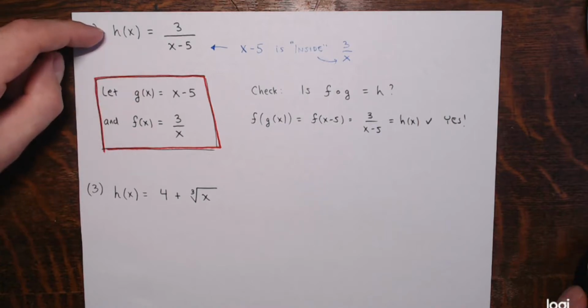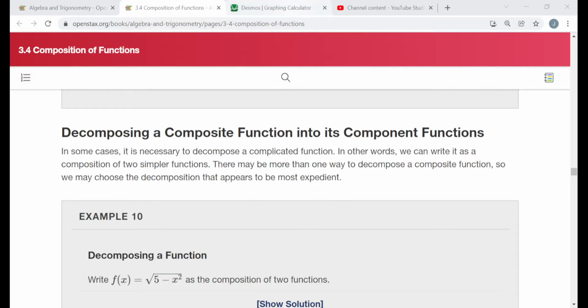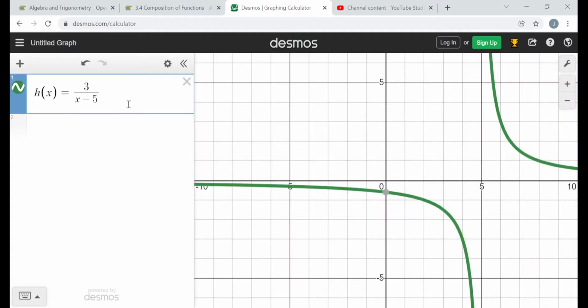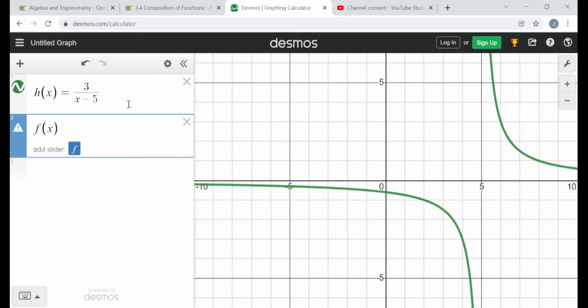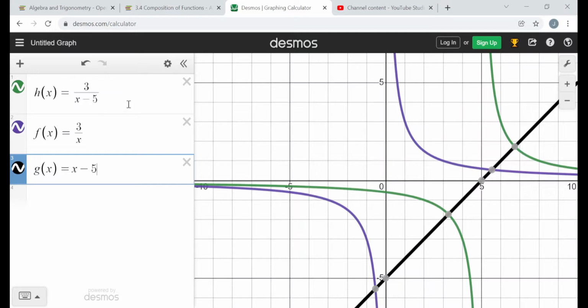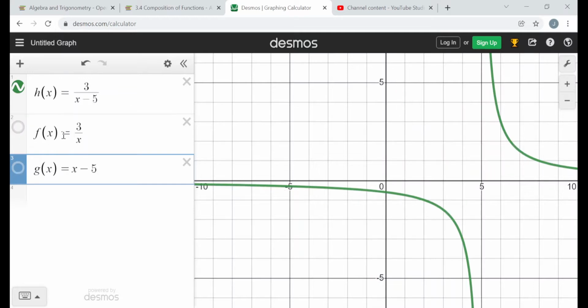So I'm going to go to that Desmos website, a free online graphing calculator, desmos.com. And I'll put in the function we were given. It was h of x equals 3 divided by x minus 5. There's that graph, that green graph. And then the functions I wrote were f of x was 3 over x, and g of x was x minus 5. Okay, and I'm going to get rid of those, and just make sure they don't show up on screen.